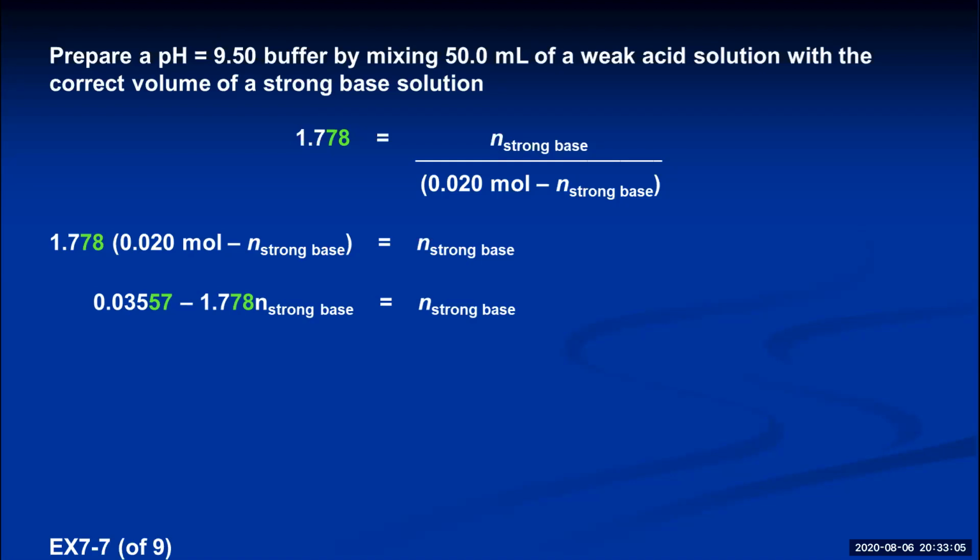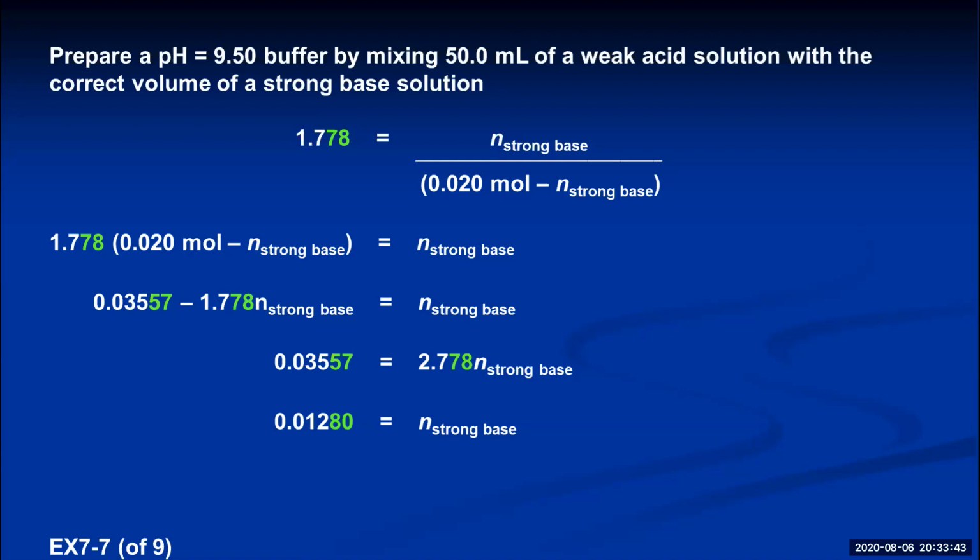To collect all the n terms on the right side, I already have one n on the right side. I have negative 1.778 n on the left side. I'm going to add 1.778 n to both sides, and I'm going to wind up getting 2.778 n on the right and my 0.03557 on the left. Divide both sides by 2.778, and we'll get the number of moles of strong base that had to have been placed into this solution to make the pH 9.50. So we now know we need 0.0128 moles of strong base.